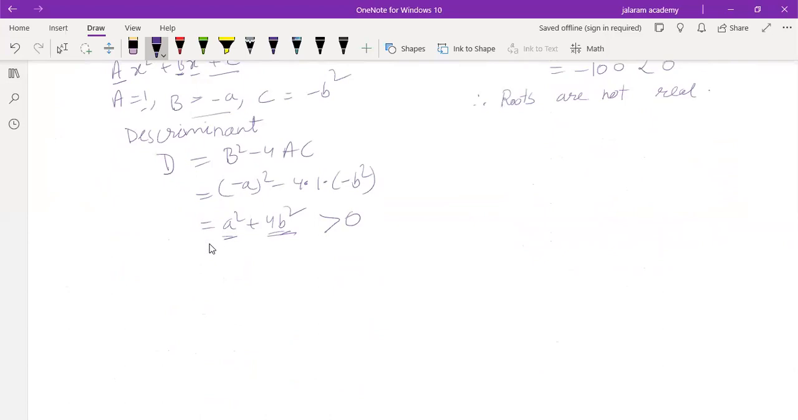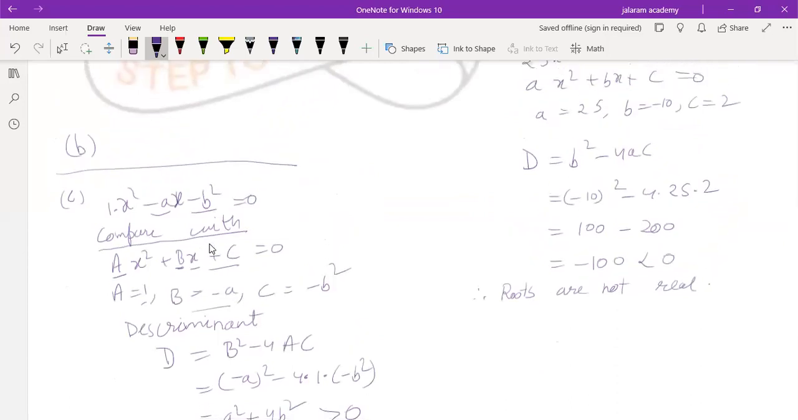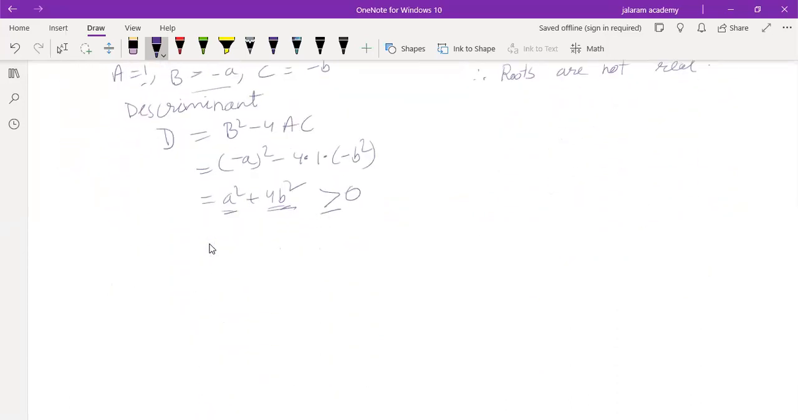Or it can be 0 also, if a and b both are 0. So it can be equal to 0 also. It means that roots are real. They can be equal or they can be distinct also. They can be equal if a equals b equals 0. They can be distinct if one of a or b is non-zero.